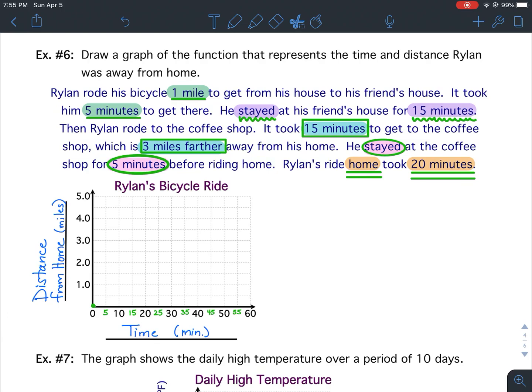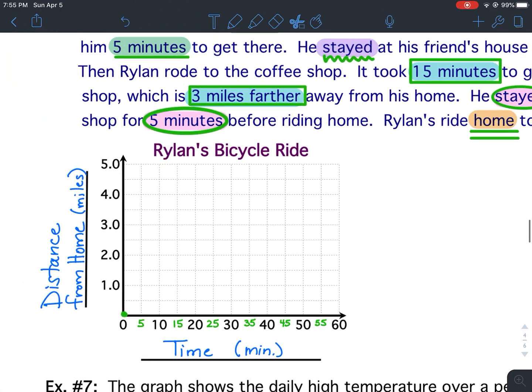Okay, so before Rylan gets started, he's at home. So if he's at home, how far is he from home? 0 miles, because he's at home. At home means he's 0 miles from home. And he hasn't left yet, so then there's no time. So that's why the first point is at 0, 0.